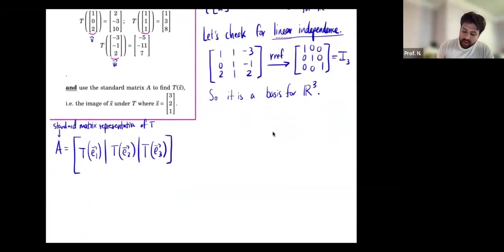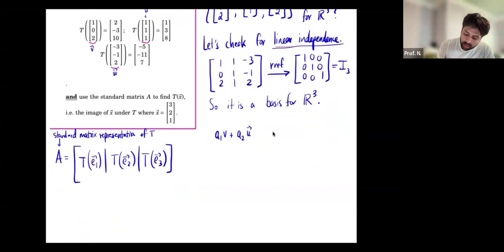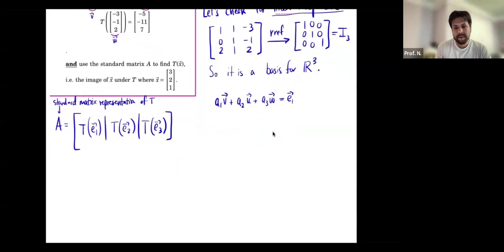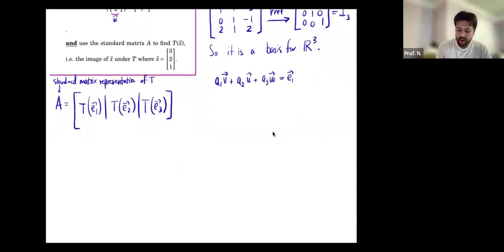Now what I'm gonna do is this. I'm gonna say, wait, what transformation A1 V plus A2 U plus A3 W, what linear combination gives me E1? So I want to find what A1, A2, A3 is.